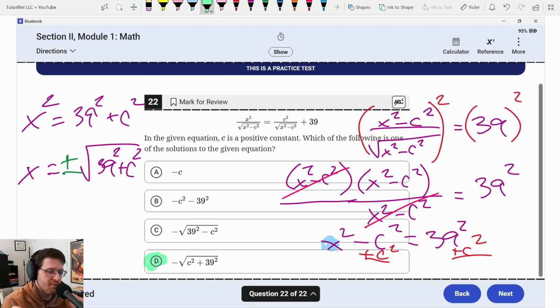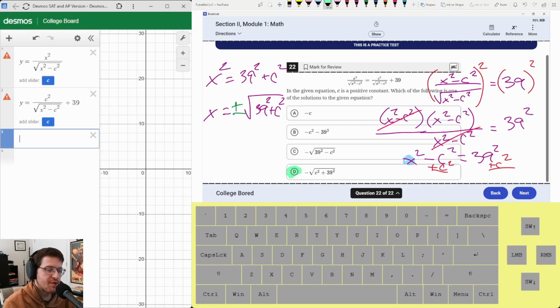We can also do this question, because it's multiple choice, entirely on Desmos without knowing anything about it. So let's go do that. Okay, this is a super messy equation. So if I want to get the answer, I really should break it up into a system like I did here. So y equals whatever's on the left-hand side, y equals whatever's on the right-hand side. And now it says c is a positive constant, so I'm just going to make c like 2 or something.